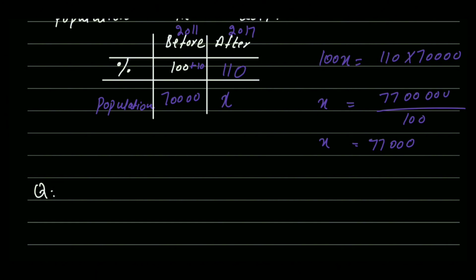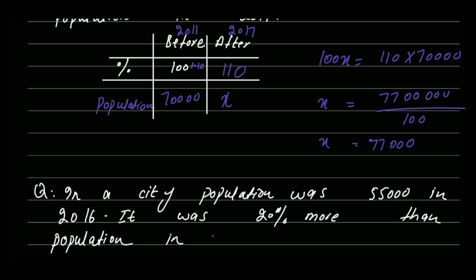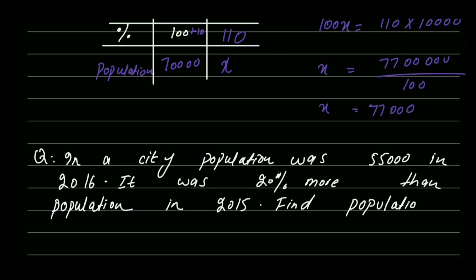If the question is: in a city, population was 55,000 in 2016, it was 20% more than population in 2015. Find population in 2015.